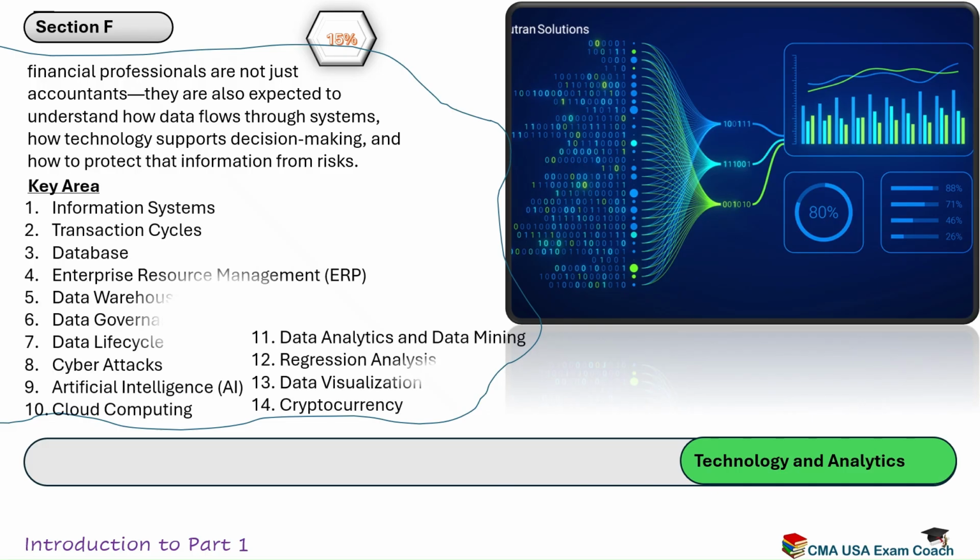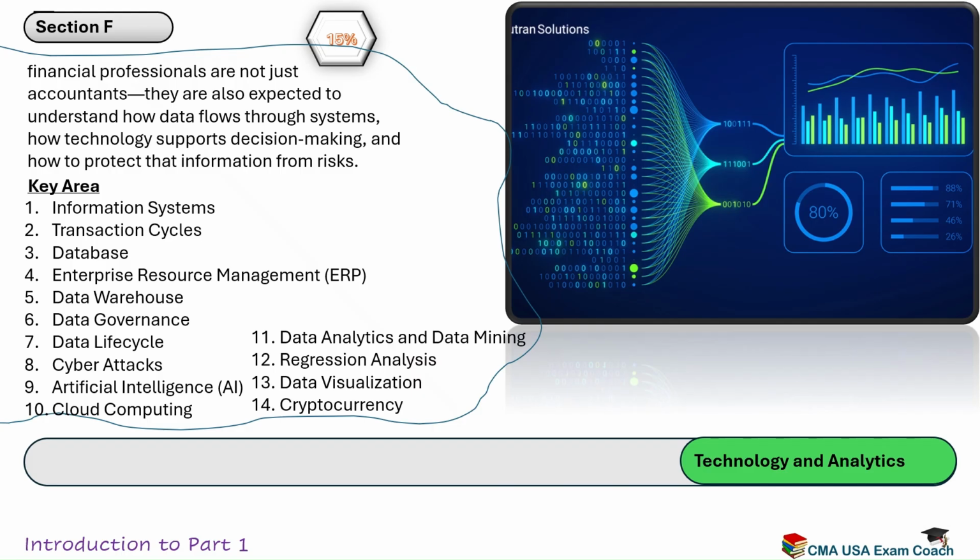Information systems. Every modern organization depends on an information system to collect, process, and deliver information. These systems make it possible for accountants and managers to access real-time data, monitor performance, and make decisions faster. We'll understand how these systems work and how different departments, like finance, HR, and operations, are linked through technology. Next, transaction cycles.